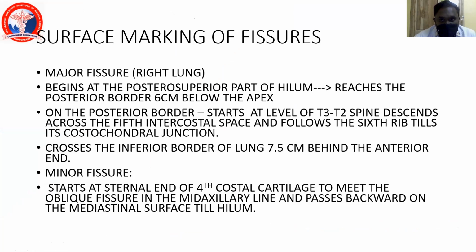Surface marking of fissures. Major fissure, right lung, begins at the posterior superior part of the hilum, reaches the posterior border 6 cm below the apex. On the posterior border it starts at the level of the T3, T2 spine, descends across the fifth intercostal space, and follows the sixth rib till its costochondral junction. Crosses the inferior border of the lung 7.5 cm behind the anterior end. Minor fissure starts at the sternal end of the fourth costal cartilage to meet the oblique fissure in the mid-axillary line and passes backwards on the mediastinal surface till the hilum.